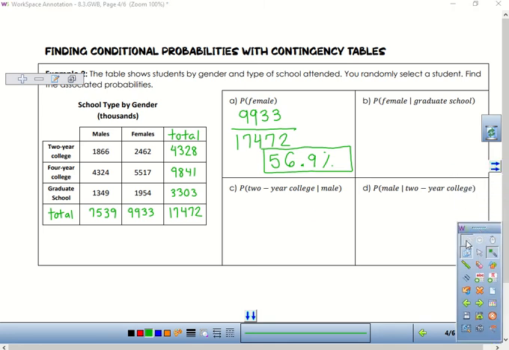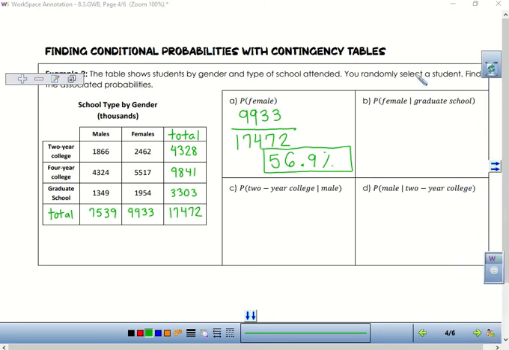So now we're going to move on to female students given they graduated school. This slash means given, okay? I want to talk about the easiest way to do these types of problems with the slash. The first thing you're always going to do when you see the slash is ask what's the amount of students who are female and went to graduate school? How many of those are there? Yeah, 1,954 students are female and went to graduate school, right?